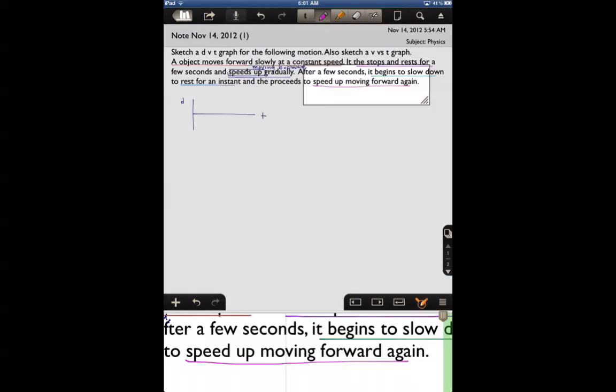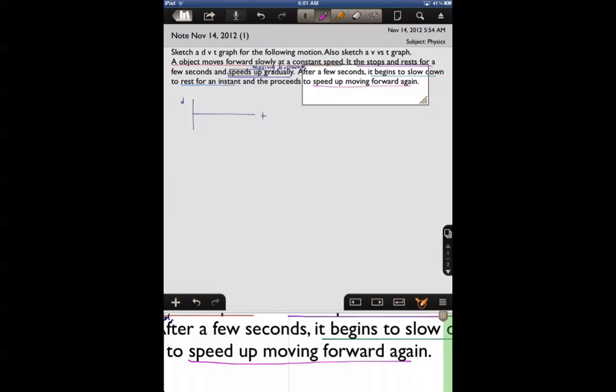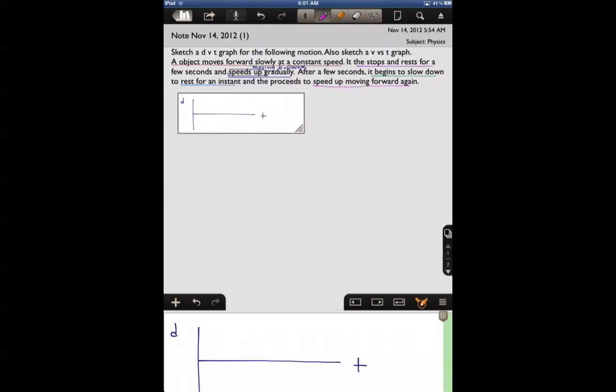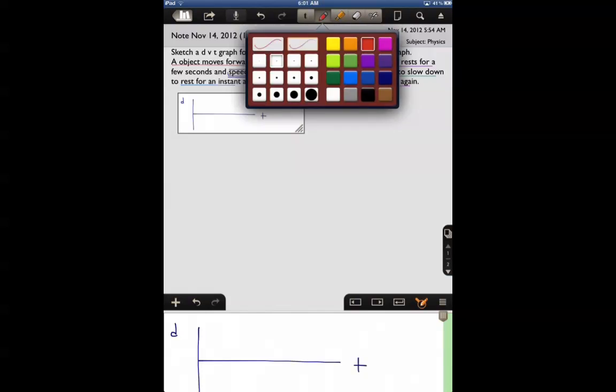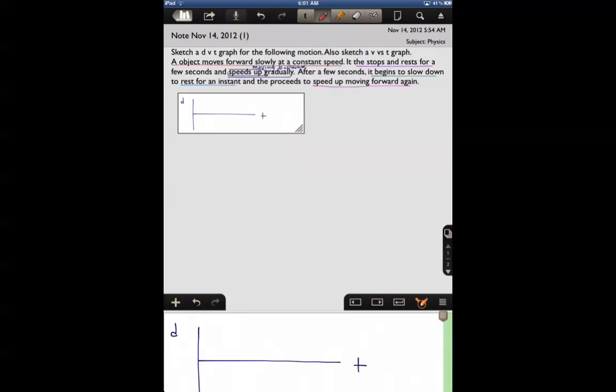So I've got all these individual parts of the graph. Whenever you have a complicated motion like this, it's best to break it up into the various parts. So we'll draw the first one, the red one. An object moves forward slowly at a constant speed. So moving forward means that I should have a positive slope. Slowly means that slope is not too steep, and constant speed means that it should be a flat line.